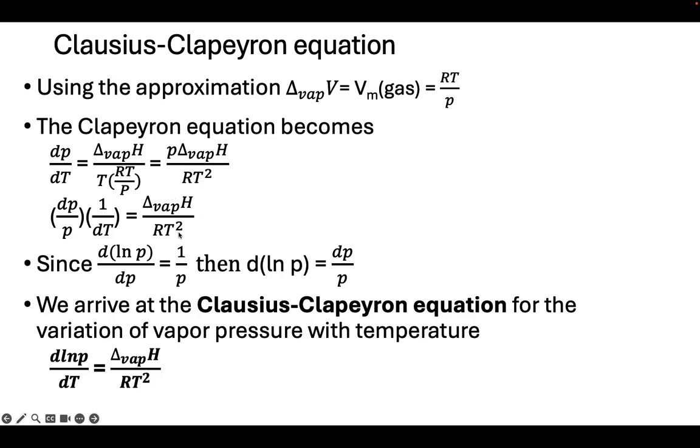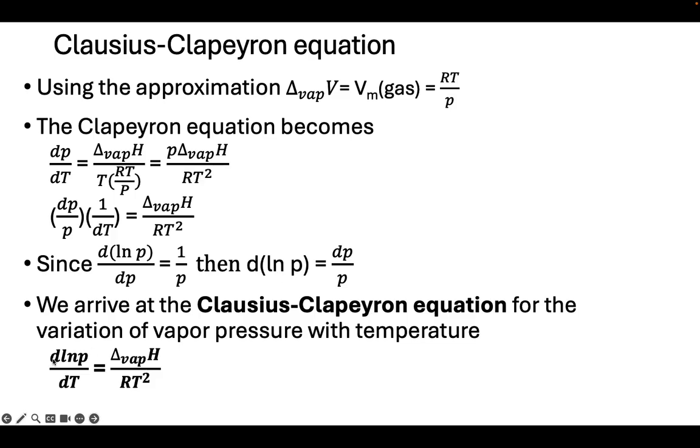And now the natural log of P: if you take the derivative of natural log of P, you get 1 over P. When you integrate 1 over P, you get natural log of P. So instead of dP over P, we're going to use d natural log of P.